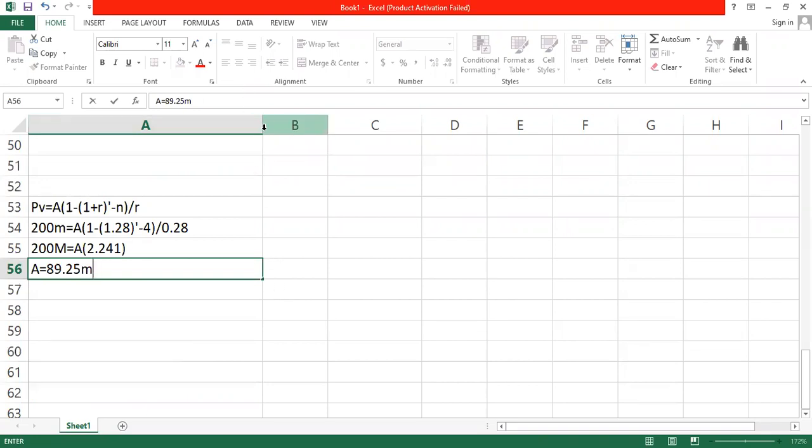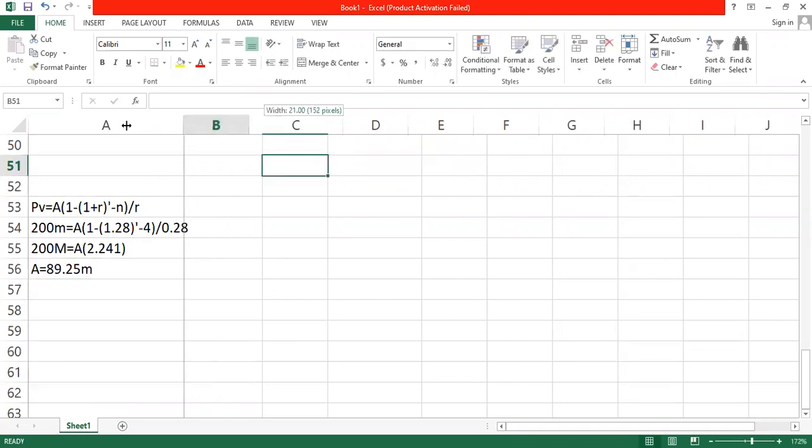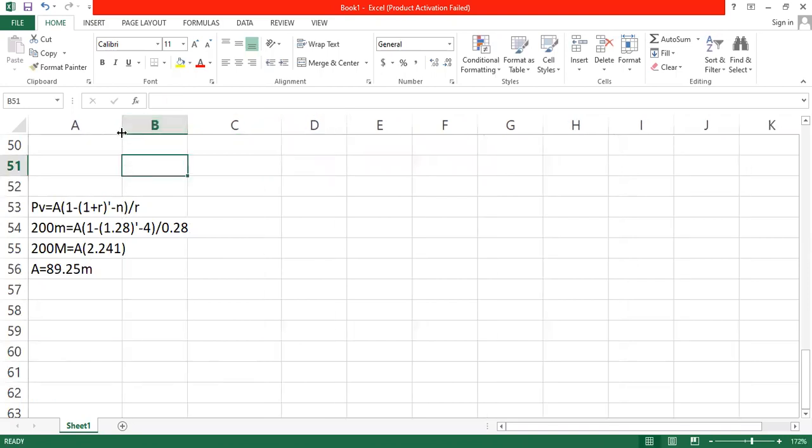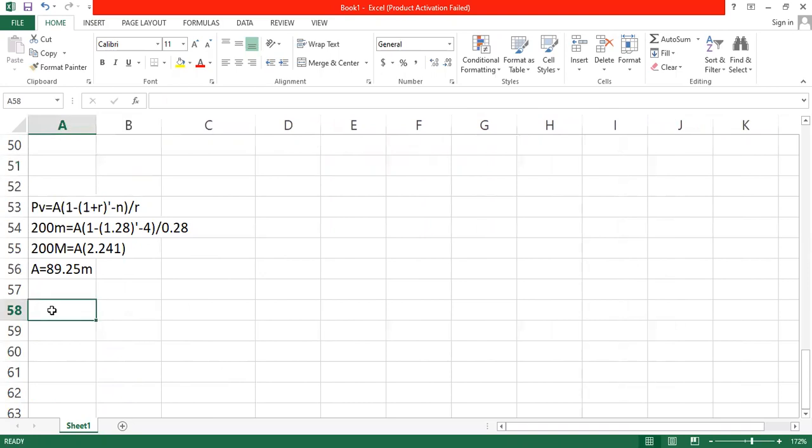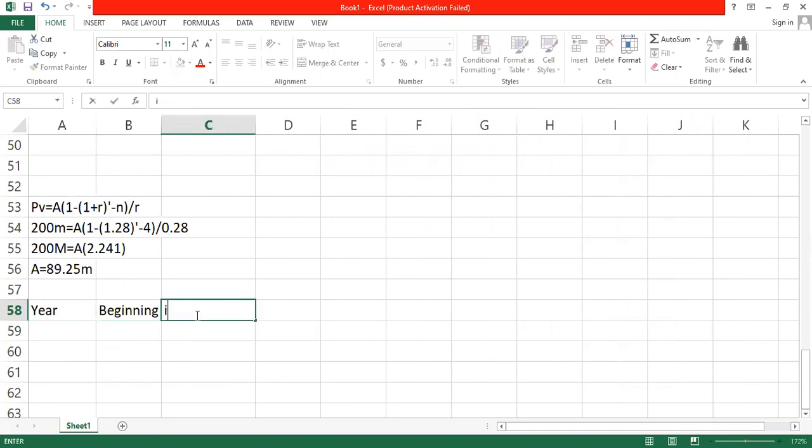Yes, sir. Okay, that is the amount that you'll be paying at the end of every year. So how do you find the loan amortization? This is how we do it. We have the year, we have the amount at the beginning, then you put the interest here, then the amount that you'll be paying at the end of every year, or you can say payments. Then you have the end, which is the closing balance.